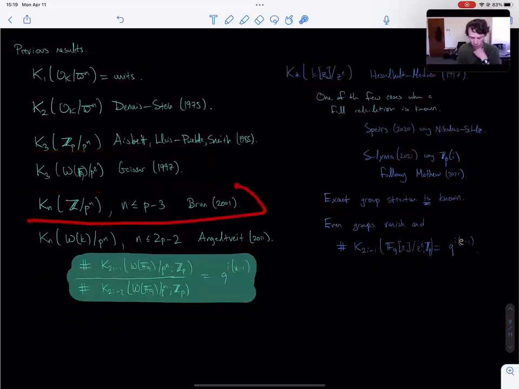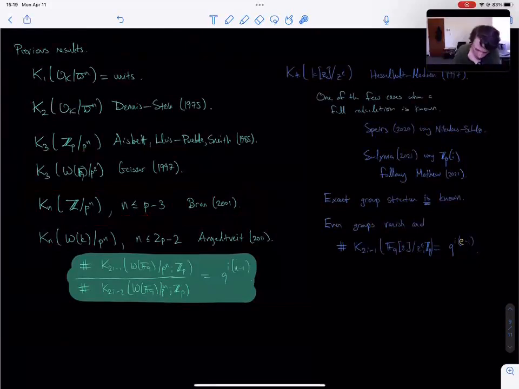Brun, 20 years ago, figured out the K groups for Z mod p^n. There seems to be, maybe better to say, K of R, when n is small with respect to p minus 3, and Ingoldfight extended that and proved this theorem. Now let me just, in the minute or so remaining, say what we do.